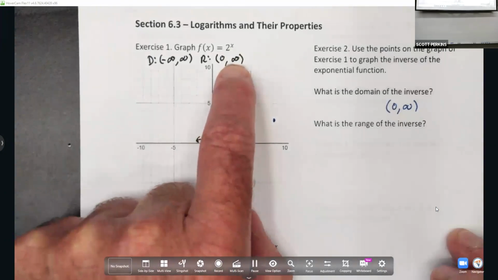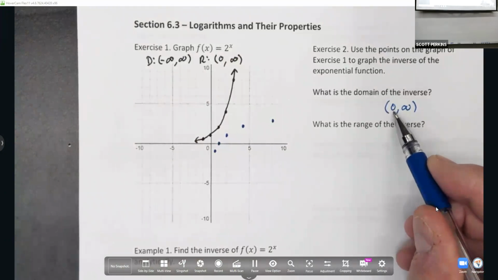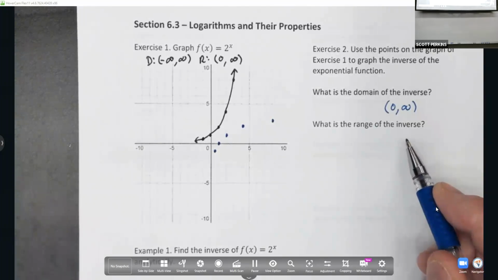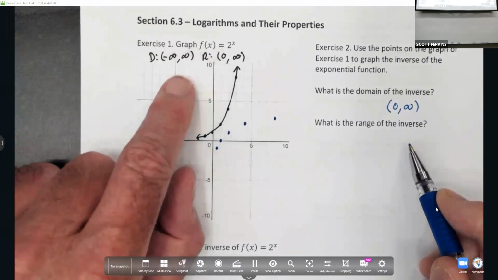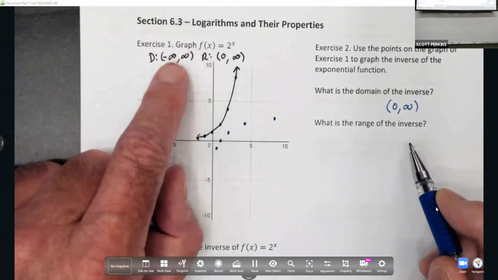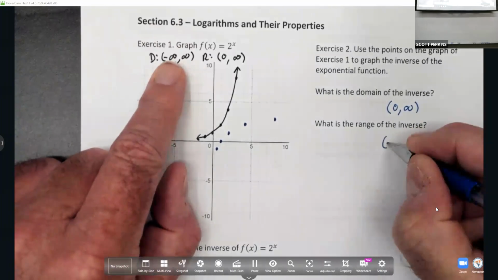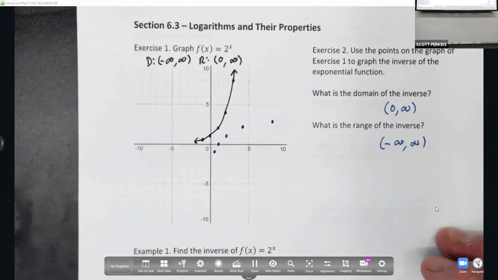The reason that's important is that my inverse is never going to be equal to 0. It's never going to hit the y-axis. What's the range of the inverse going to be? Exactly, it's going to be the same as the domain of the original function. The x values of the original function become the y values of the inverse. So -infinity to infinity.